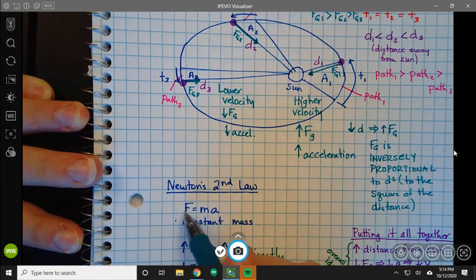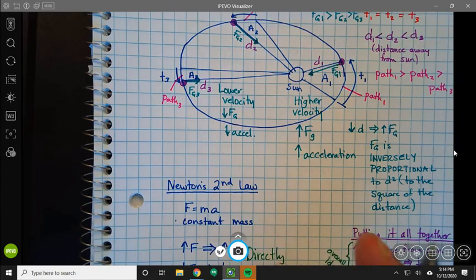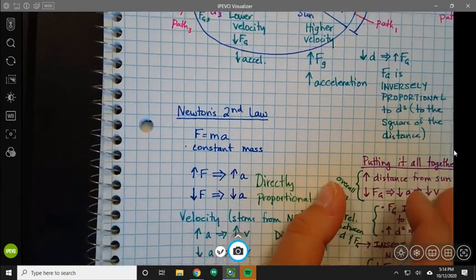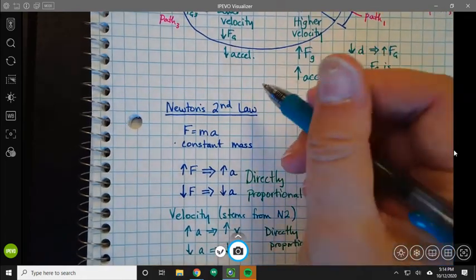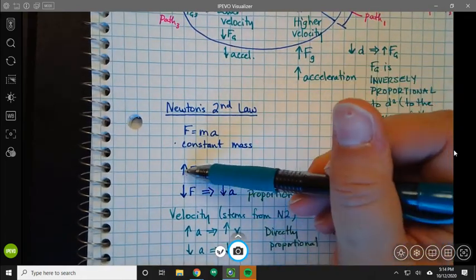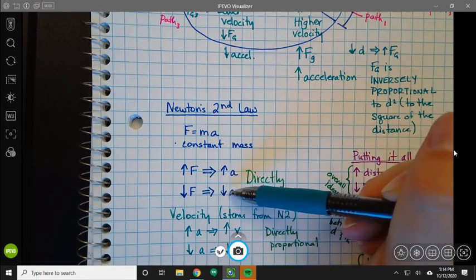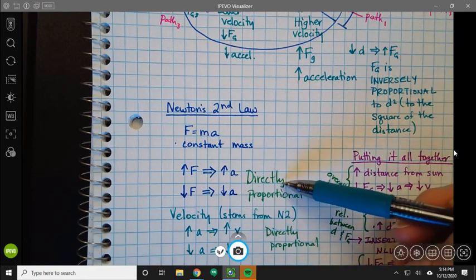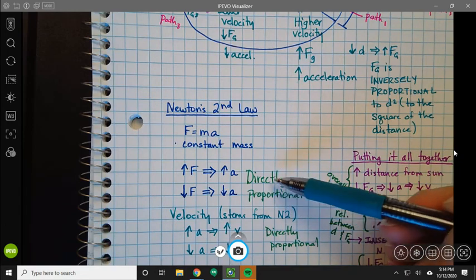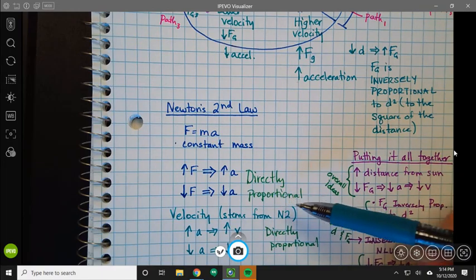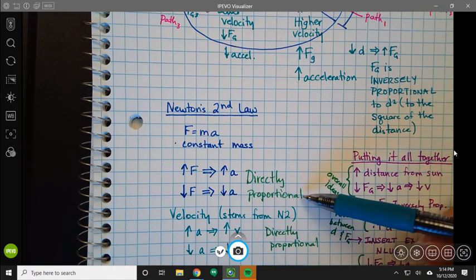If you want to put in some numbers for that and try it on your own, you can. You can make up whatever you want to see how that works. What that tells us is that an increase in force results in an increase in acceleration, and a decrease in force results in a decrease in acceleration, and that is called direct proportionality. That means that the force and the acceleration are directly proportional to each other.